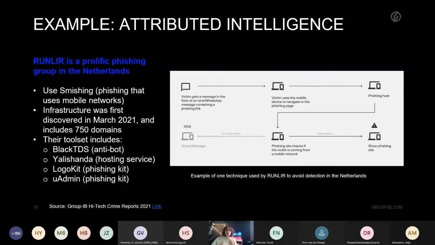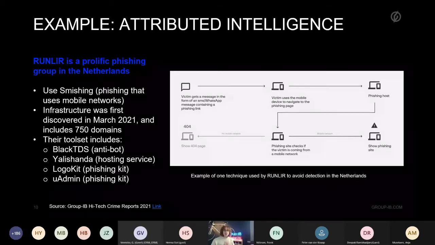To give you an example, I thought I would share another extract from our high-tech crime report. Again, this is on the Netherlands, and here we can see the Rungear phishing group and how they conduct their attacks.